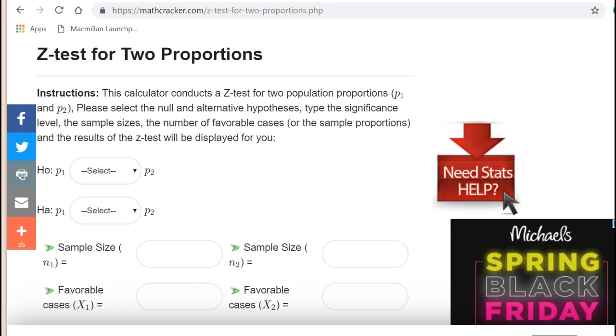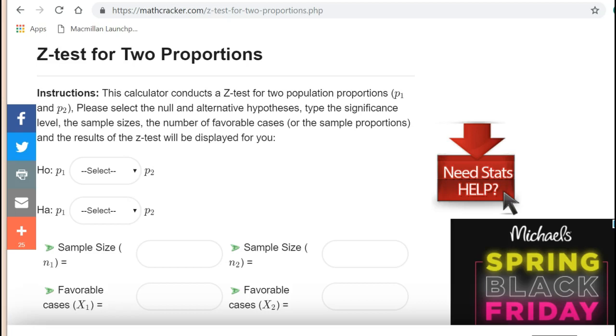The appropriate hypotheses for the test are, under the null, the proportion of smokers is equal to the proportion of non-smokers, and under the alternative, the proportion of smokers is not equal to the proportion of non-smokers. So here when we talk about the proportion, we're talking about the proportion of people that would say yes.